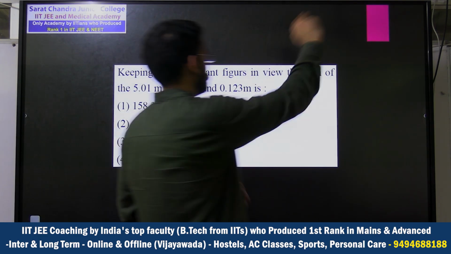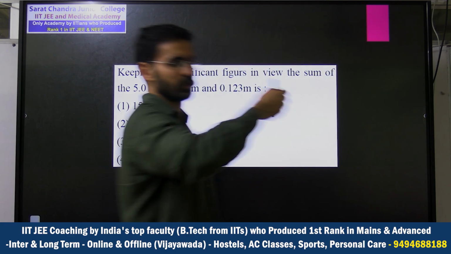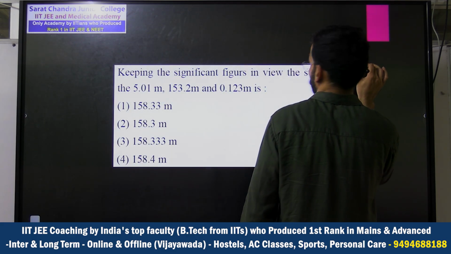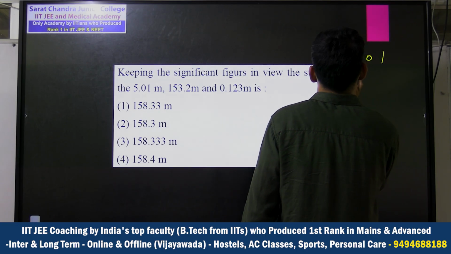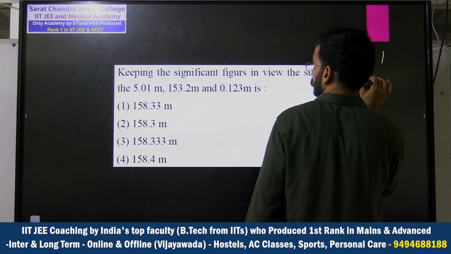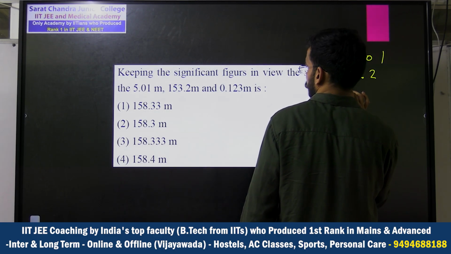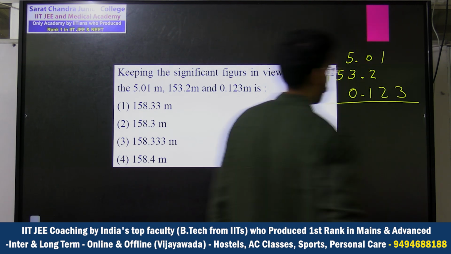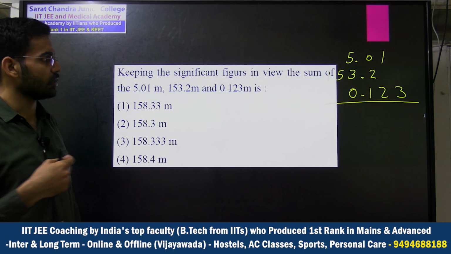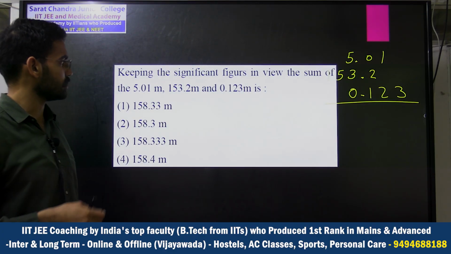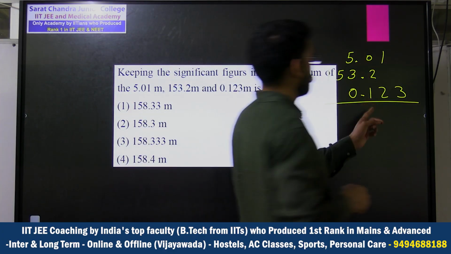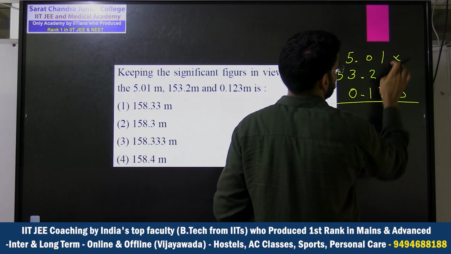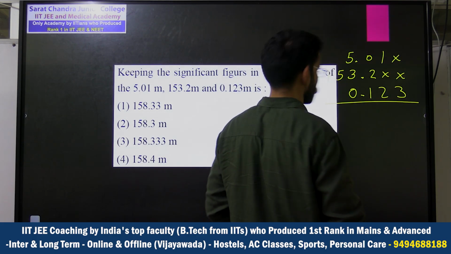So in addition and subtraction, we just say that after the decimal, whatever digits are there, in that the minimum you will count. So how? I am saying like this, 5.01, 153.2, and you have 0.123. Okay, we also understand how this particular thing came, why we are doing so, why we are considering the minimum number of digits after the decimal, right? So here you don't know what is this here, what is this here, what is this here, you don't know. That's why you do like that.